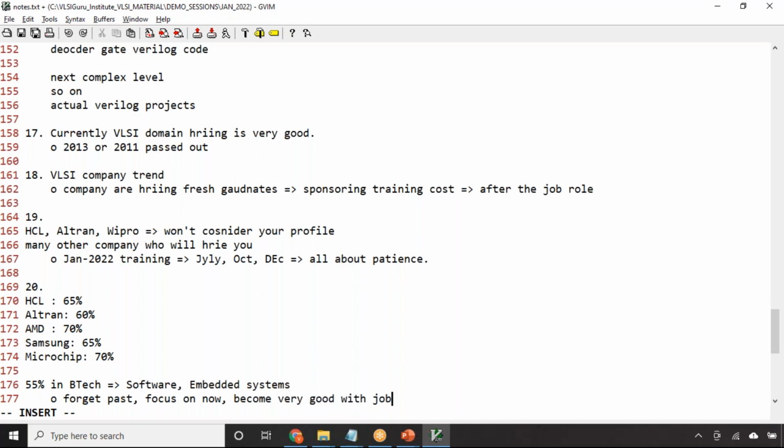Eventually you will get an opportunity. There are many companies who will hire. It is just that, since you were not good earlier, you may have to start off with a lower salary. Eventually, if you perform well, you will catch up with everyone else.